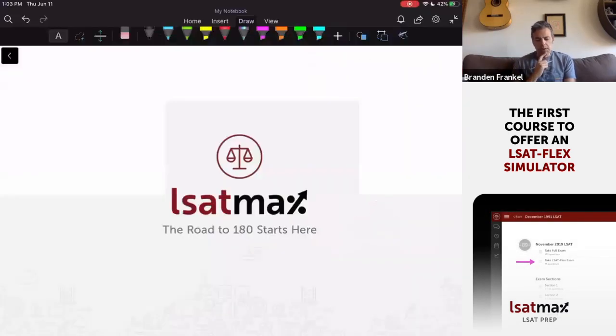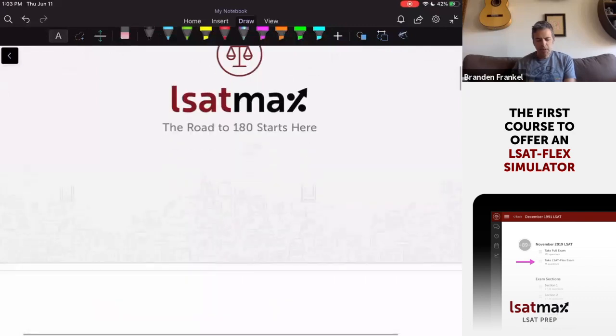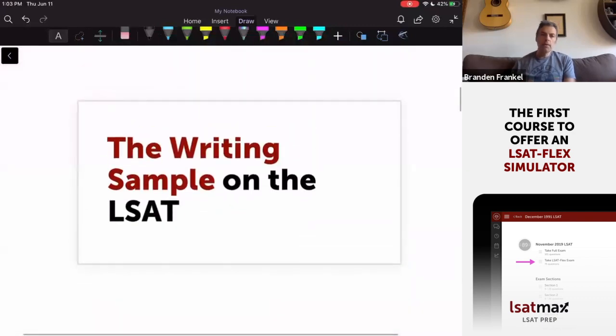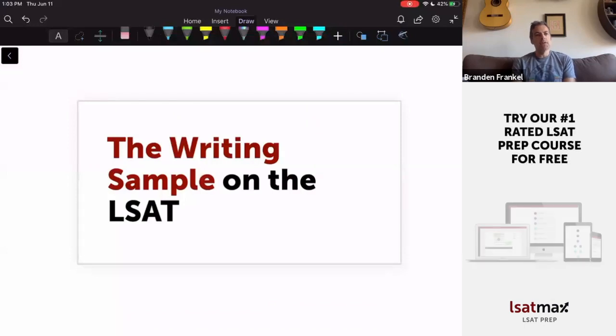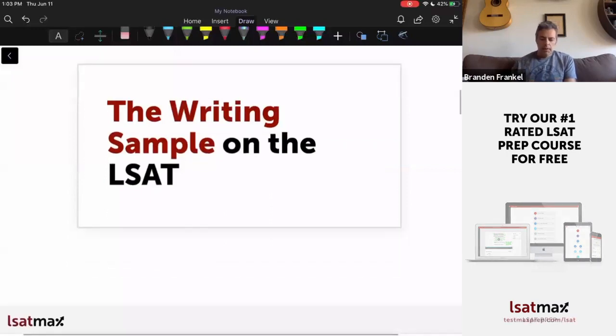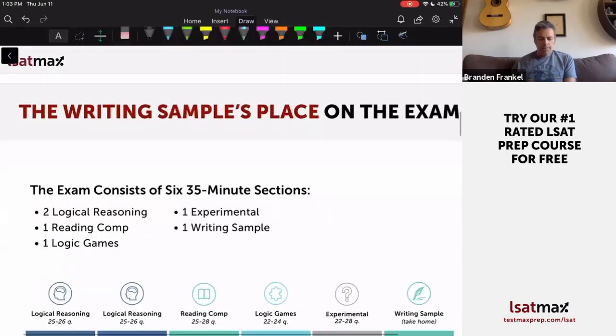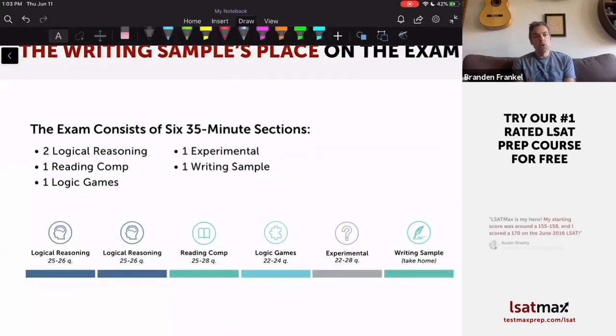So here is our presentation, the writing sample on the LSAT. If you have been studying for the LSAT, what you will know is that the LSAT is a multiple choice test of logic and argumentation. Most of the exam, the stuff that is scored, all has to do with that. It's multiple choice. The writing sample, let me just talk about where it fits into the LSAT overall.